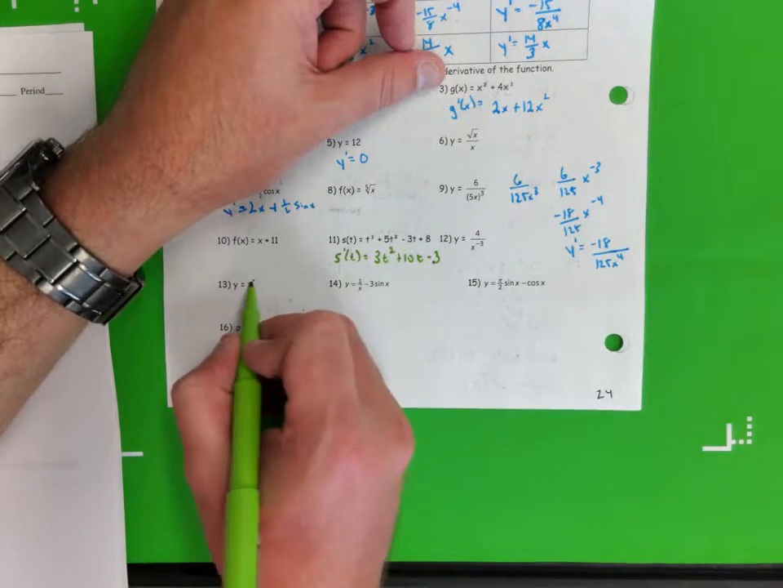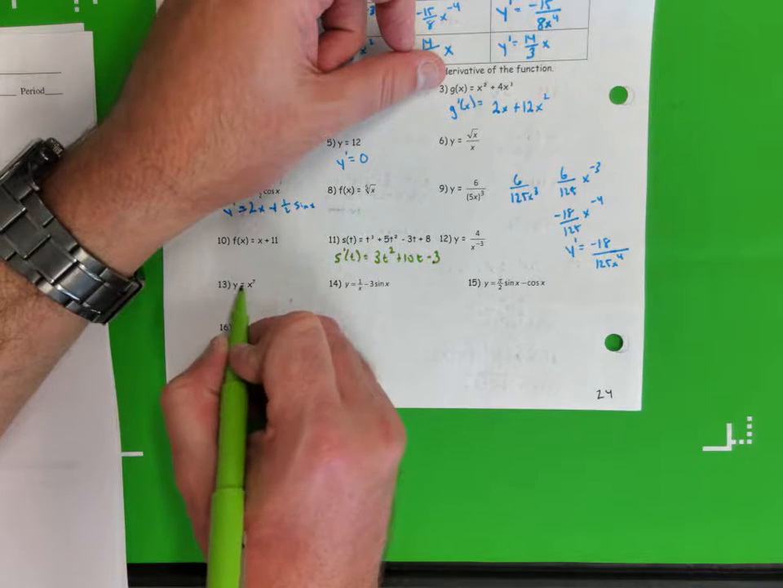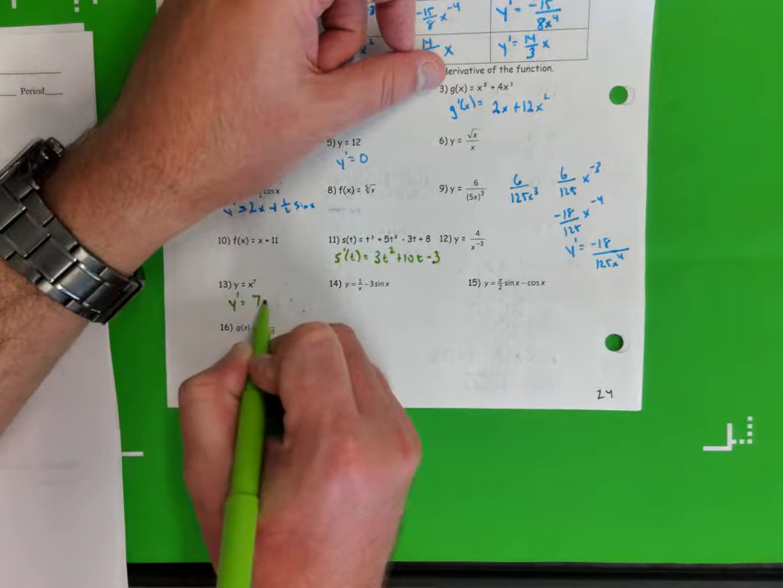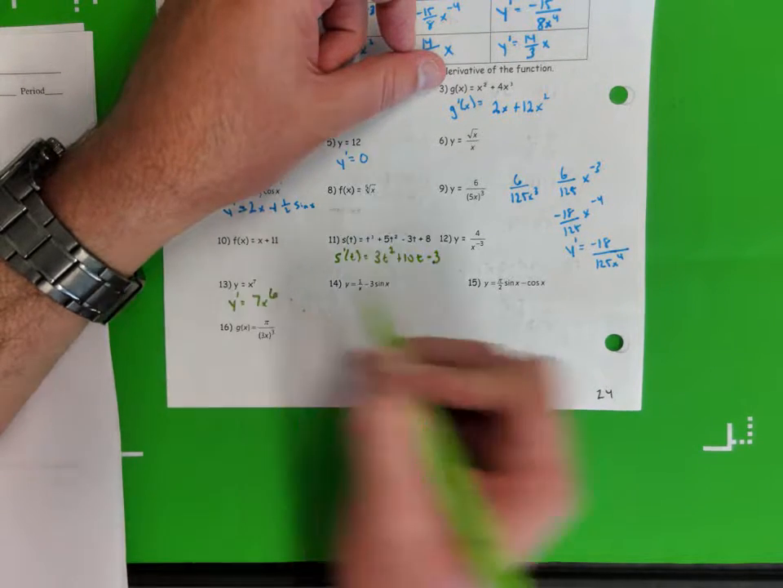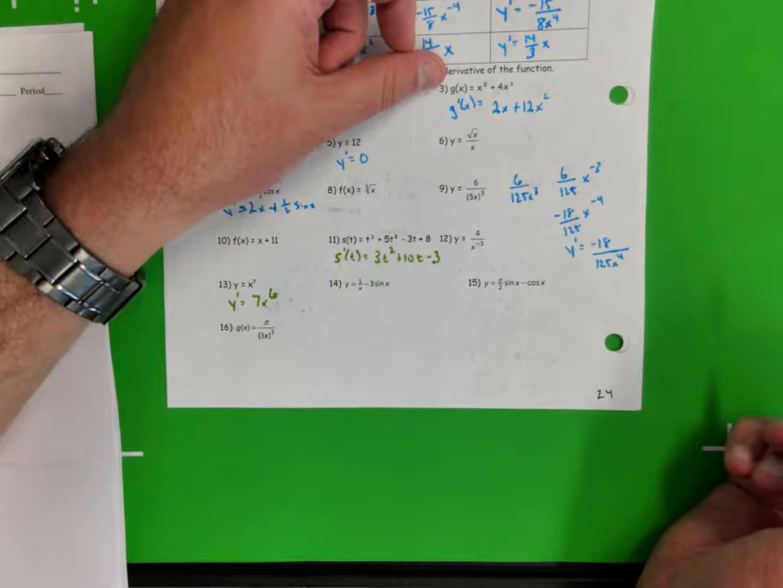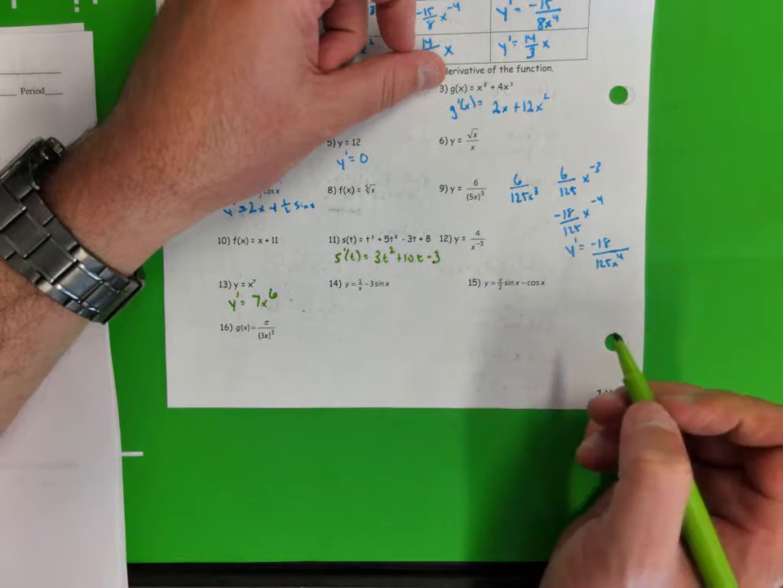Number 13. You bring your power down. 7 times 1 is what? And take 1 off of it, so it'd be x to the what? Very good. Now, I have 2 terms here on number 15.